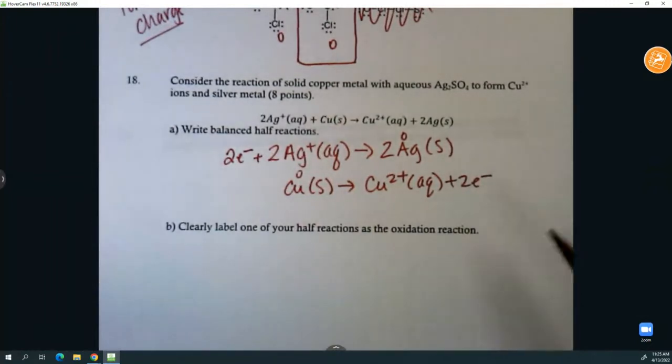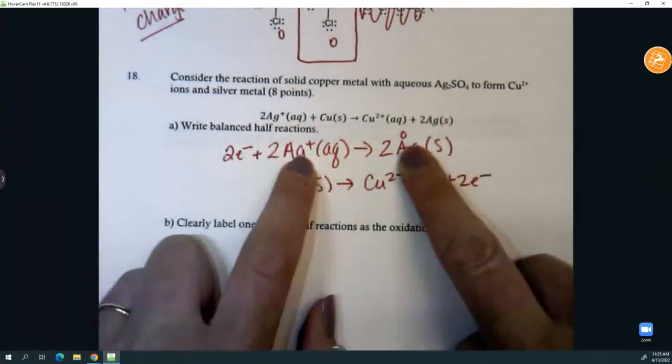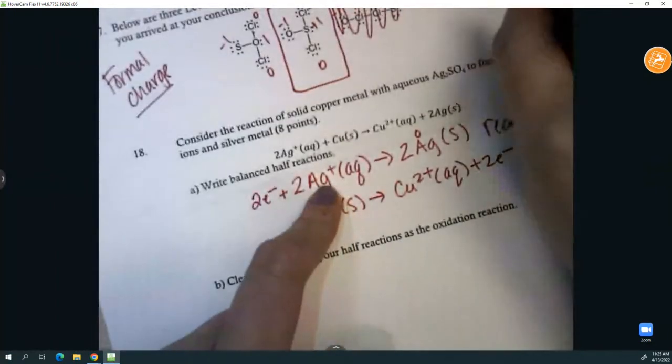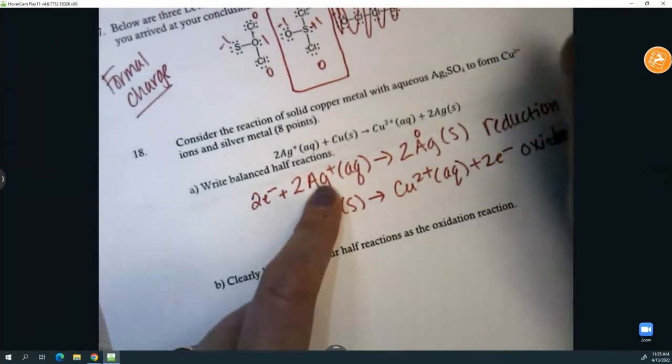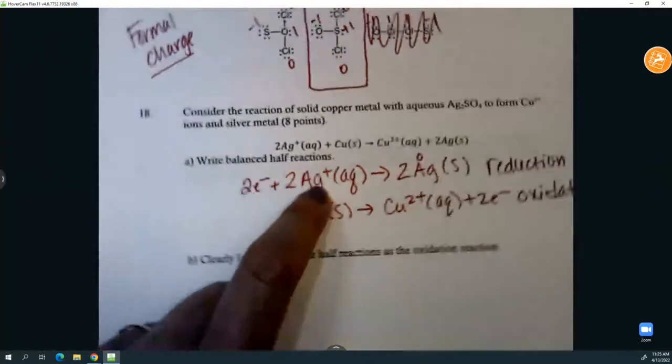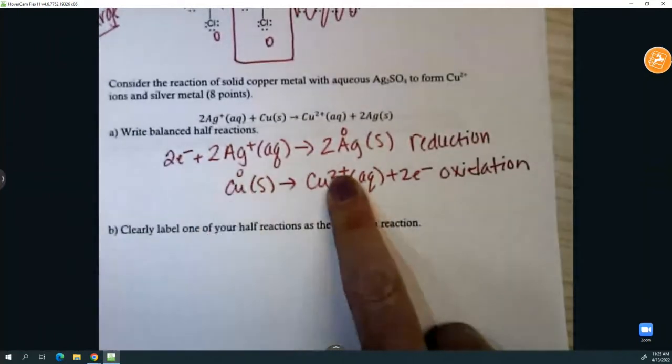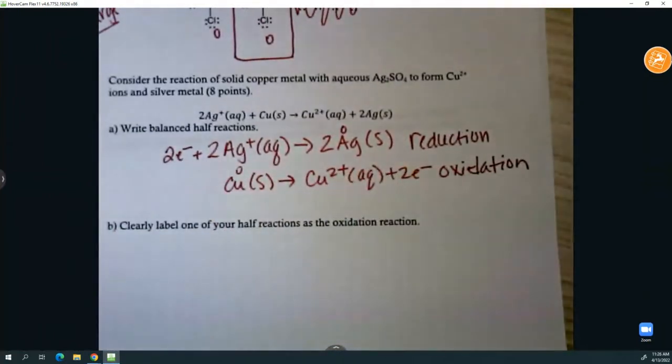Then it says to clearly label one of your half reactions as the oxidation reaction. So I like to think about reduction first because that's easier for me to remember. Reduction is when it's reduced, so that looks like silver, that's reduction, which means this is oxidation. It's also the opposite of when it's reduced, so when it's going up, which sure enough it is, 0 to 2 plus.